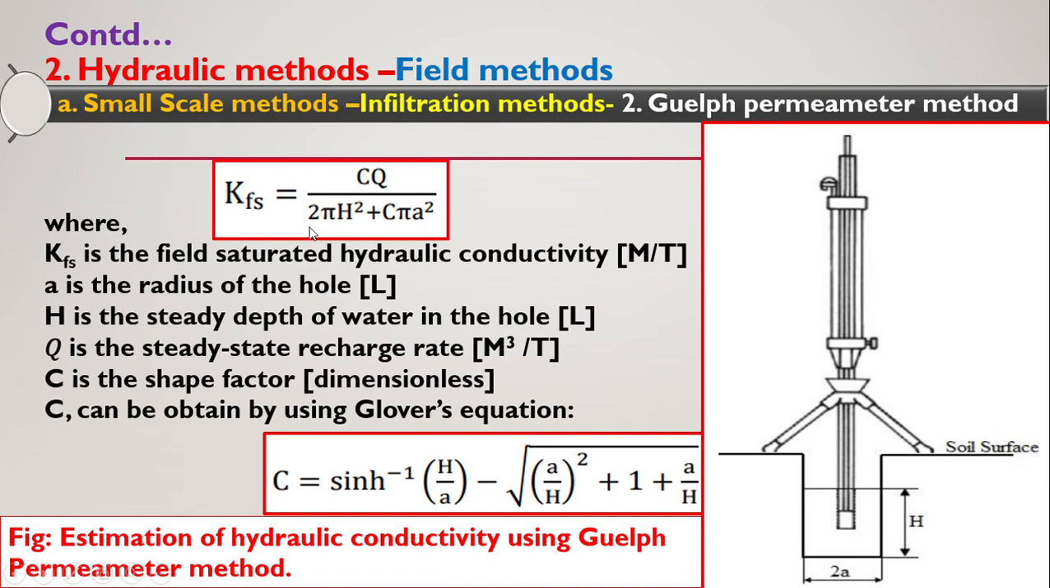So CQ divided by 2 pi h square, H is the constant height of water, plus C pi A square. A is the radius of this hole. C can again be calculated by using this equation. C is a constant, known as Glover's constant. This equation is known as Glover's equation. By using this, you can find the K value. So these two were the steady state methods in the infiltration method.